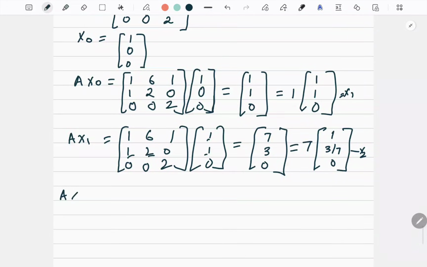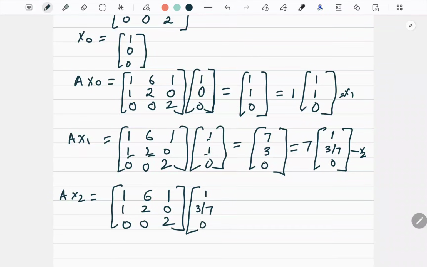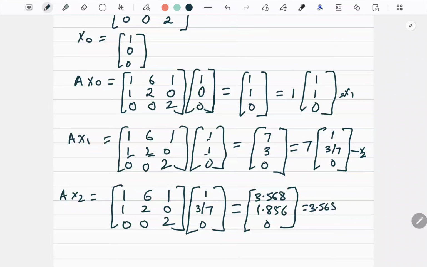Next step, again you do A x2. So 161, 120, 002 and you multiply this by the new x, that is 1, 3 by 7, 0. That's why I said use a calculator. Now decimals came, so you have to be very particular. So now you will get 3.568, 1.856. You have a calculator, so nothing to worry about these big numbers. Now 3.568 is the bigger number, take it out. So you are left with 1, 0.520 and 0. Means you divide all these by 3.568, so you will get this vector.